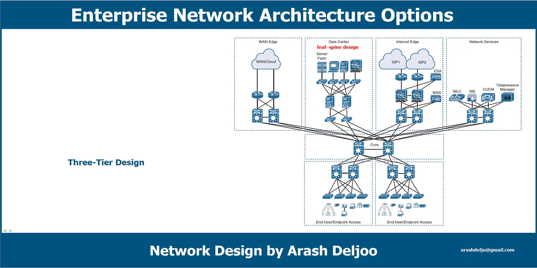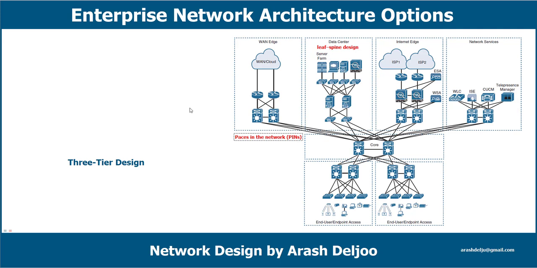Here in this picture, you can see different places in the network. We call them the places in the network, or PIN. Okay, for example, we have WAN edge, we have data center, we have internet edge, we have network services. In WAN edge, we have distribution layer switch connected to the core, also in the internet edge, also in the network services. But in the data center now, we use a newer version of design. We call it leaf spine design.